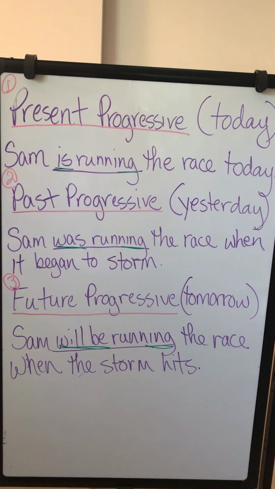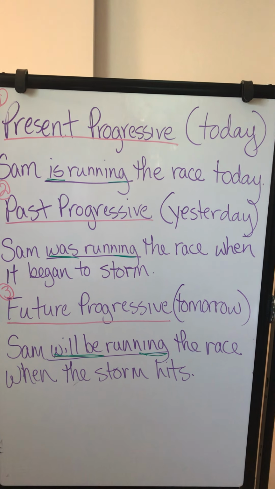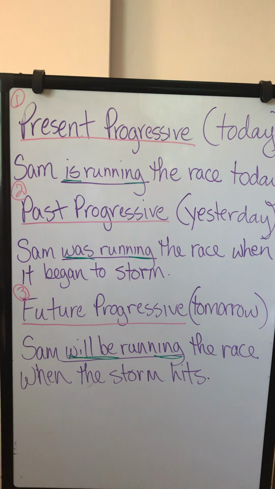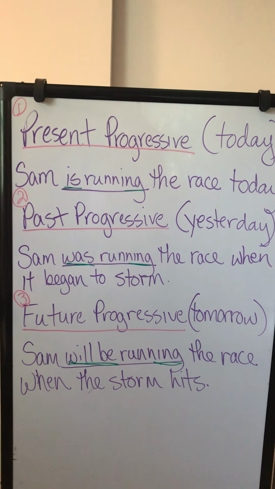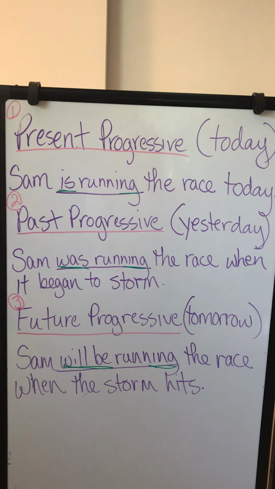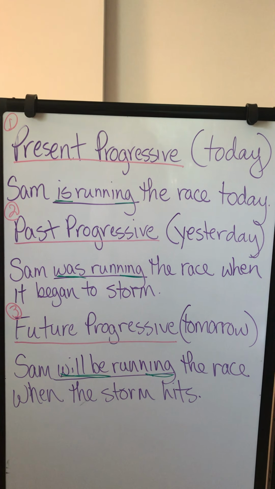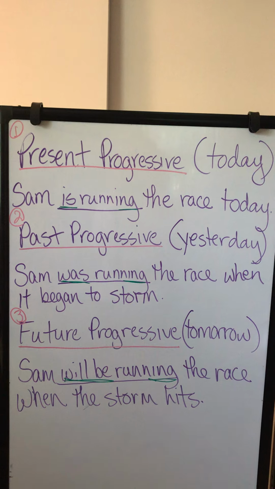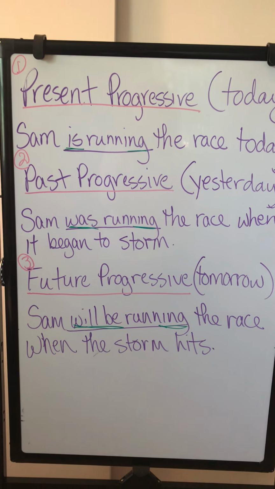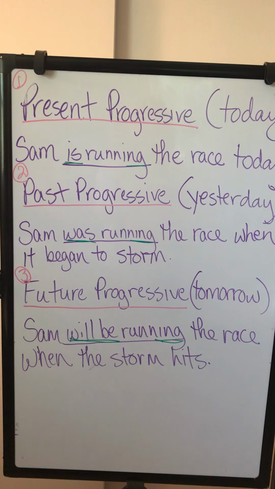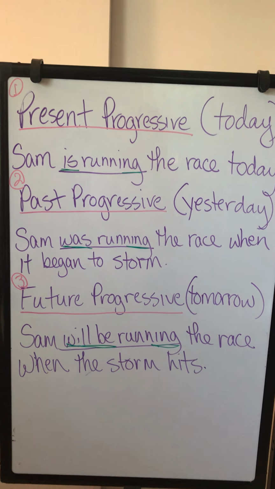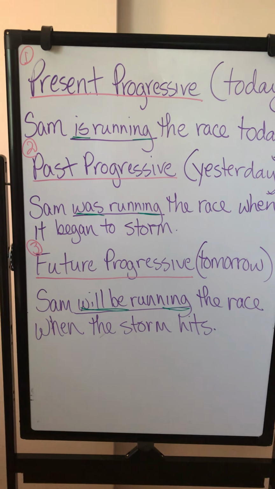So you notice again, running stays the same. It doesn't change from the first example to the second example or the third example. It ends in ing. That's your key that you're dealing with a progressive tense. But again, what has changed is the helping verb. Now we're using will be, which is the future form of the helping verb to be. So we've gone from is to was to will be. That's the part that's changed, and the verb running has stayed the same and ends in ing.